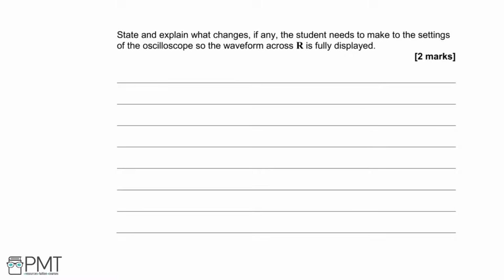State and explain what changes, if any, the student needs to make to the settings of the oscilloscope so the waveform across R is fully displayed. Now we've just seen the waveform across R and it looks slightly different to the waveforms across the signal generator and the capacitor. So let's take another look.